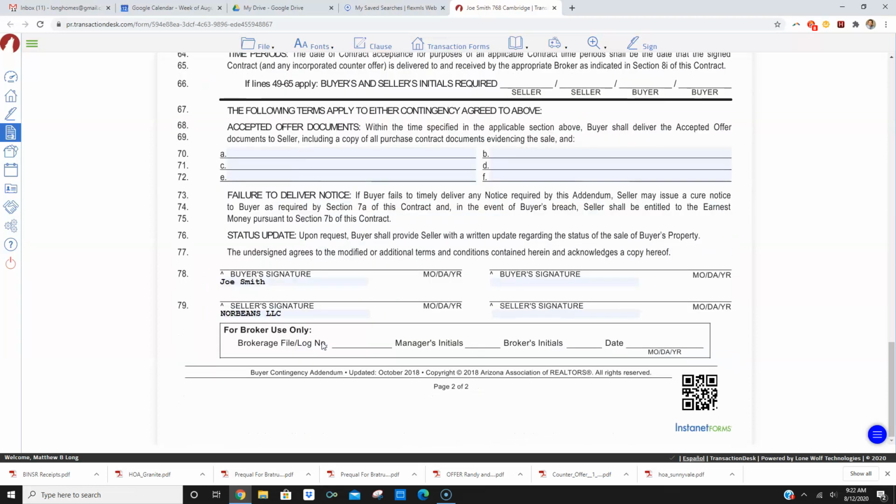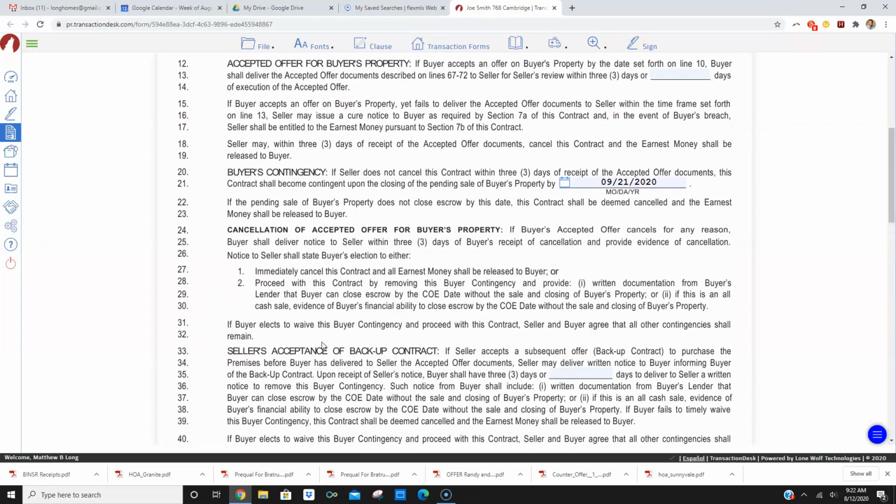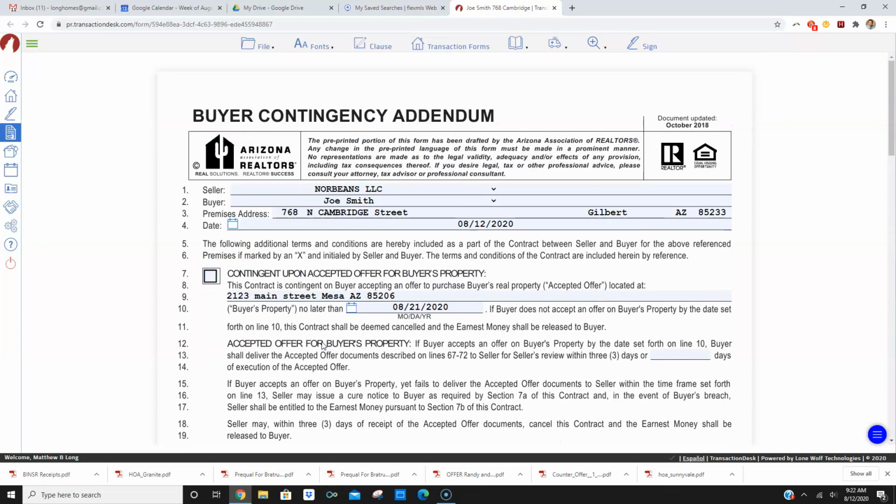So that's the brief overview of filling that out, and a little bit of details of how to best use it. So hopefully that was helpful for you.